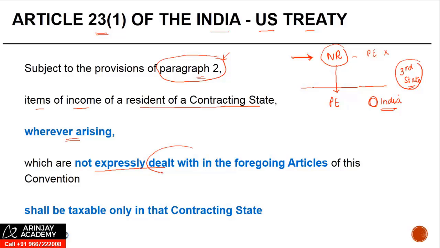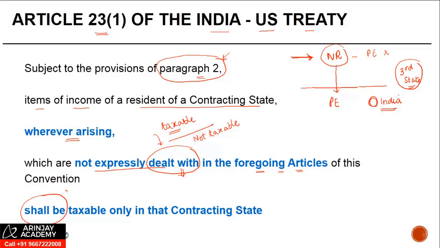Now the word dealt with is important. It is not that the word used is which are taxable, which means that if a particular item of income is dealt with in the foregoing articles, the articles which we saw in the previous slides, whether taxable or not taxable, it doesn't matter, right? As long as they are dealt with, and we will see what is the meaning of dealt with in the subsequent slides.